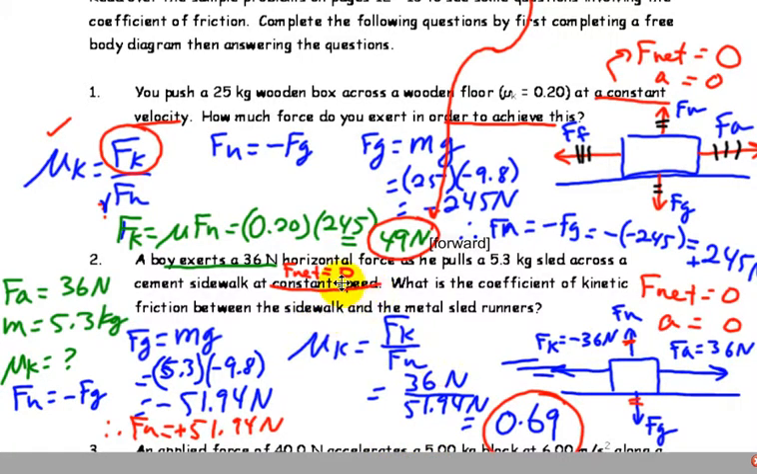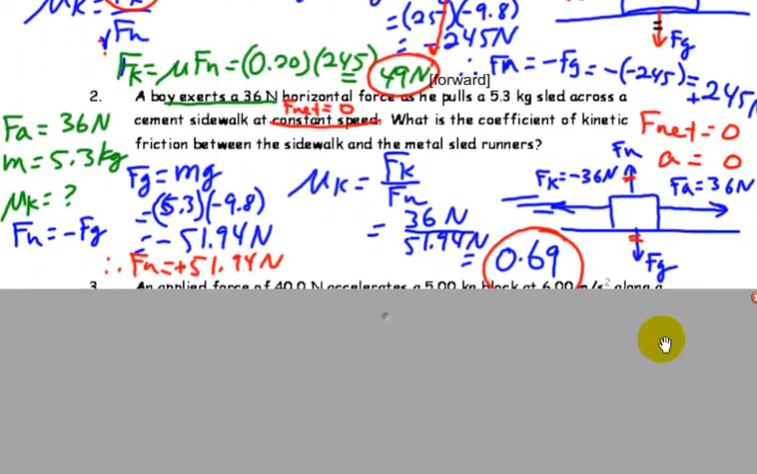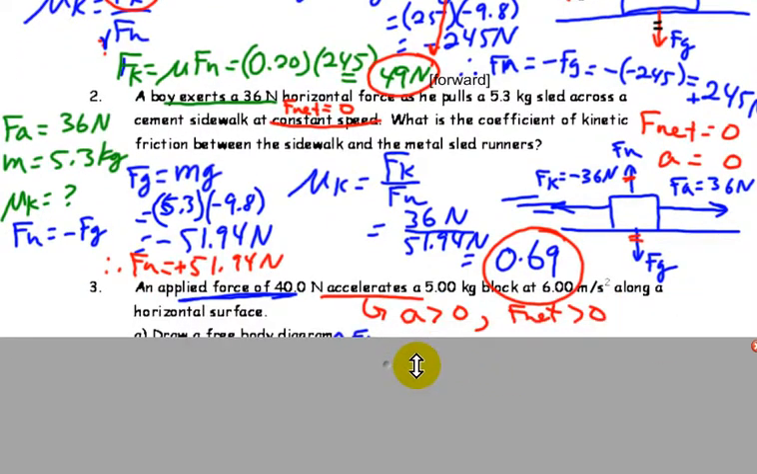Okay? So we can see that constant speed implies it's not accelerating, and if it's not accelerating, there's no net force. All the forces must balance each other out. So Fg and Fn are equal and opposite, and applied force and friction force are opposite. Okay? Not too bad. Next one, so we'll look at ones involving acceleration happening.